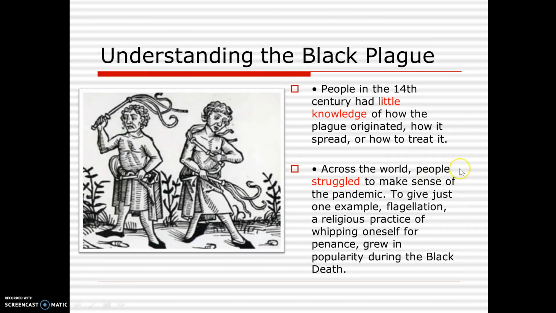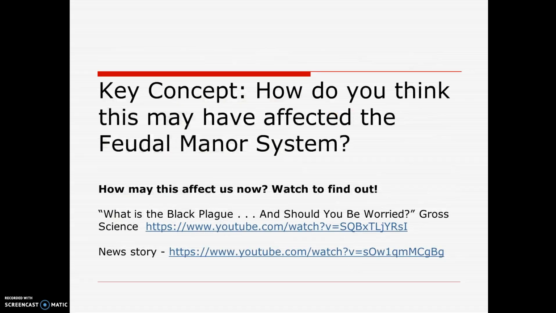Now, across the world, people struggled to make sense of this pandemic. To give just one example, there you go, flagellation, I have to look up how to say that. It's a religious practice of whipping oneself for penance. It grew in popularity during the Black Death.